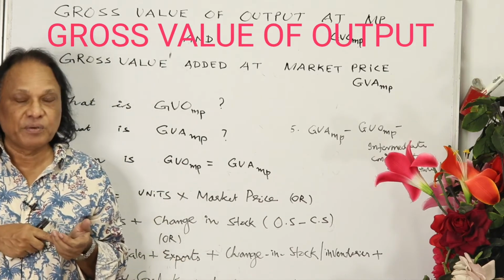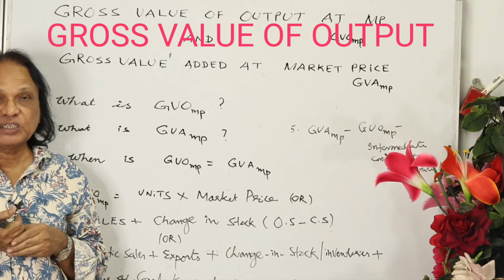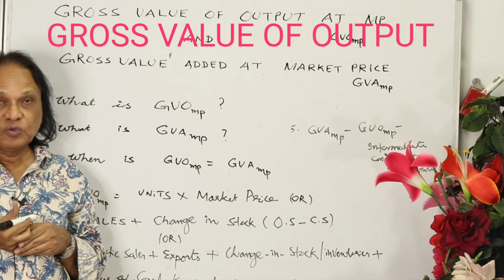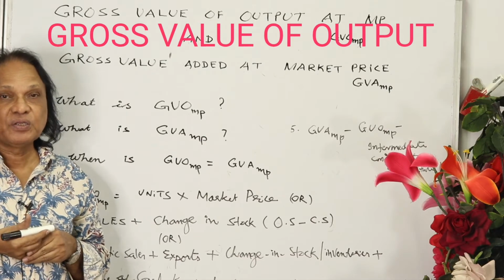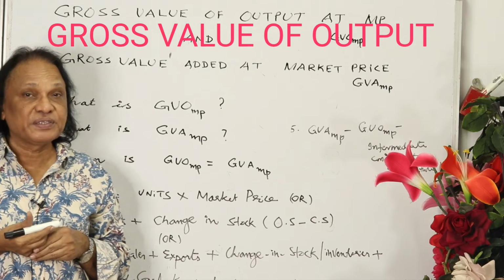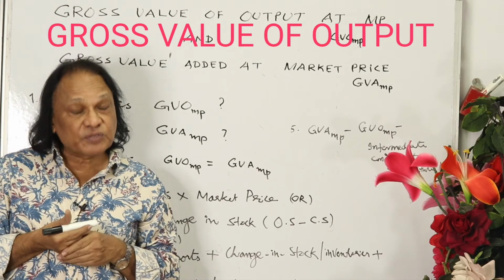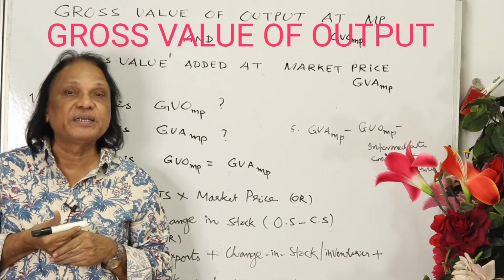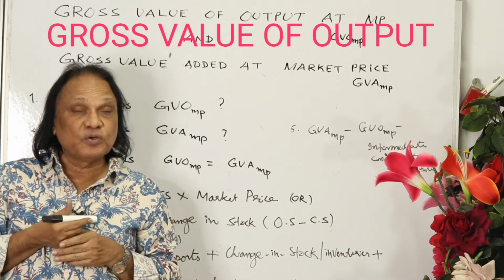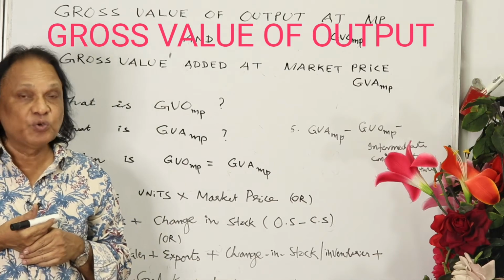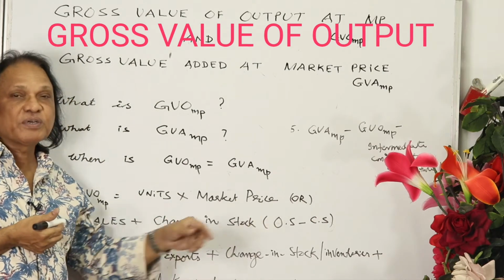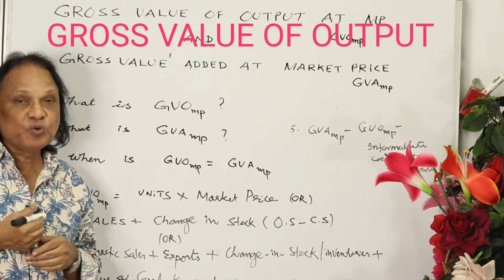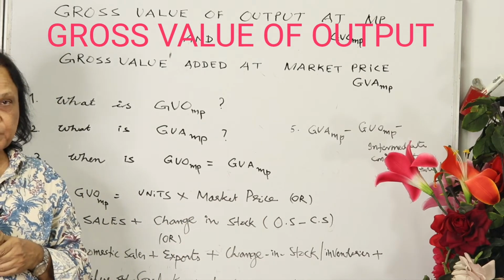Units into price. Let's take one illustrative example: you produced maybe 10 pens. Each pen you are selling for 10 rupees. So in this case, the gross value of output will be 10 into 10, that is equal to rupees 100, GVO at MP, units into price. That's the formula we wrote here, units into market price. Why do we call it market price? Because you are selling these commodities in the market.